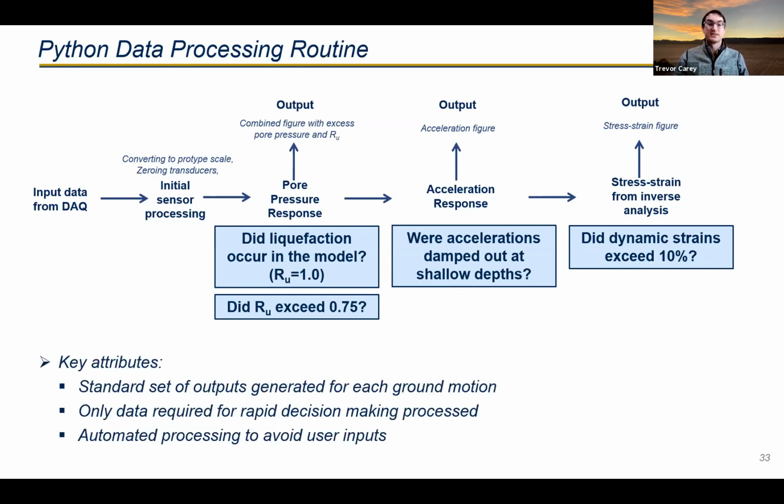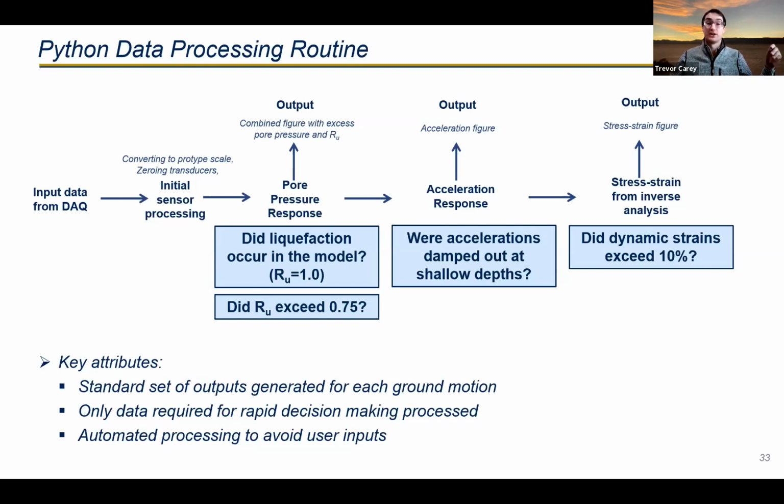Kind of the key attributes of this is the standard set of outputs are generated for each ground motion. For my purposes in this example, I'm only looking at the figures or some kind of response. You may have some kind of index parameter or index number, maybe just a single value that you're looking at. It just depends on what parameters in the decision tree you have and what you're concerned about. Only data required for the rapid decision-making process is processed, because, again, we want to narrow the scope and see what's important in this experiment, not look at everything.